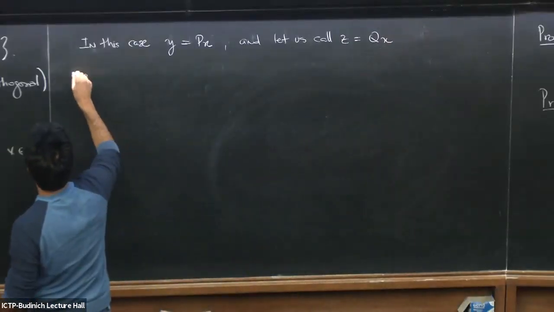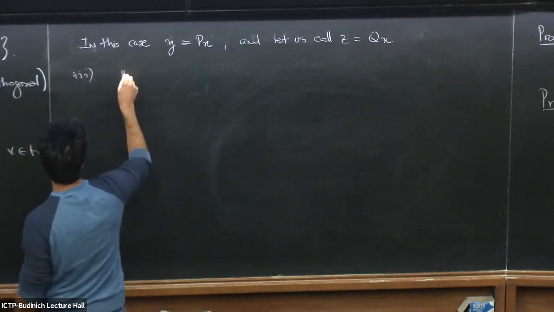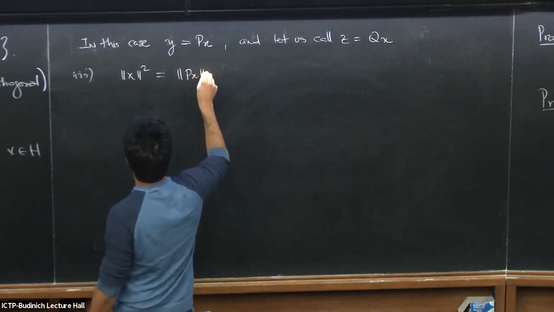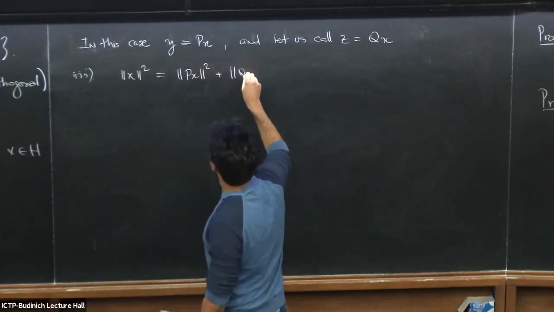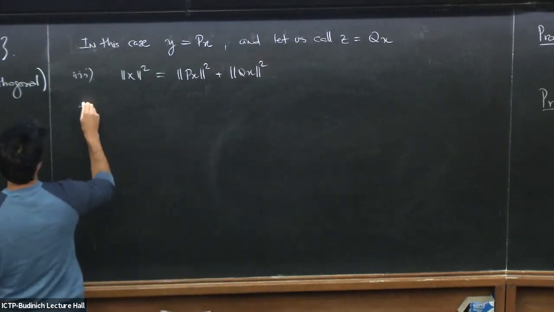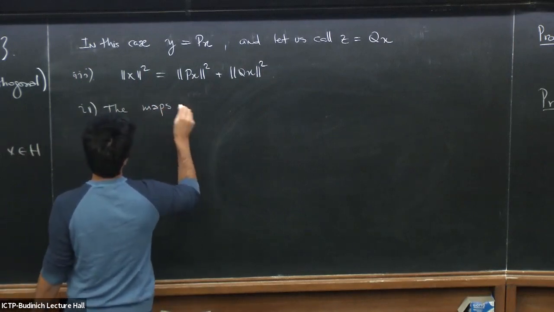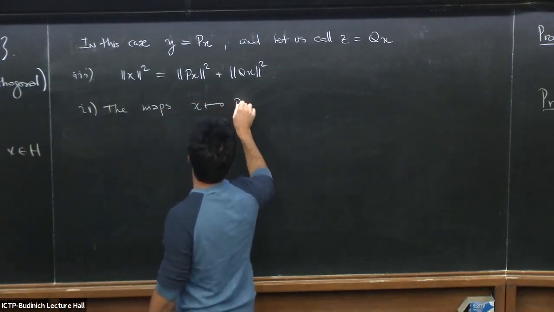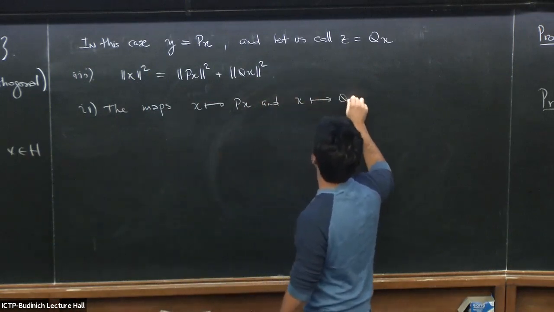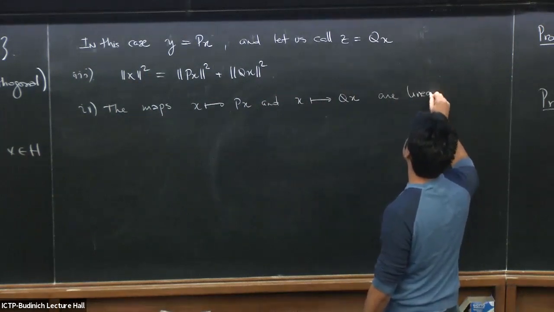Part 3 is you have Pythagoras. The norm of X squared is going to be the norm of P of X squared plus the norm of Q of X squared, so these add up. And part 4, the maps that you just created, that send X to P of X and that send X to Q of X, these maps are linear maps.